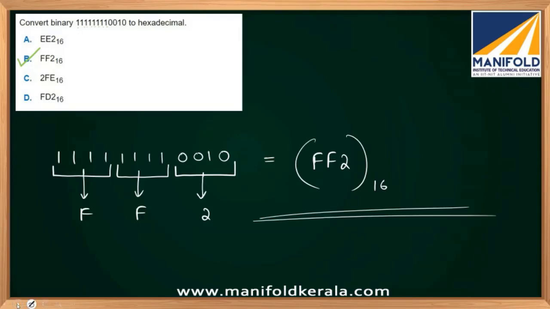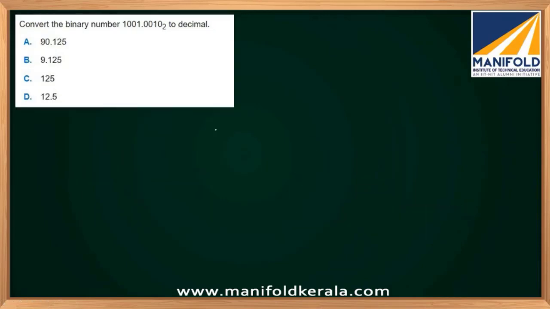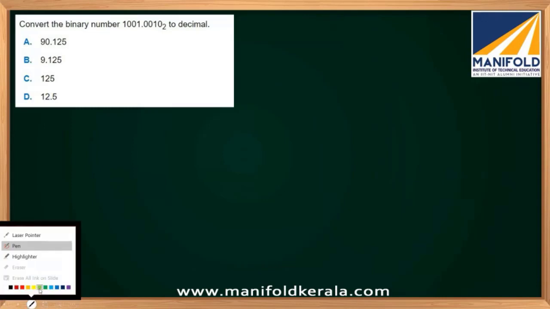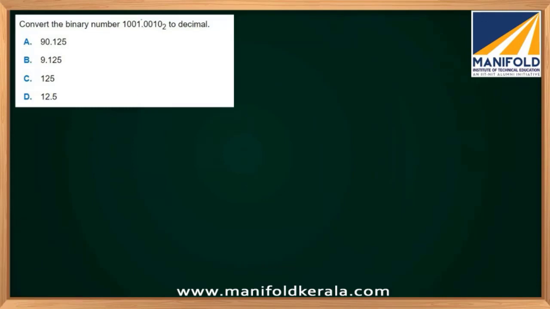So let's move to the next question. Convert the binary number 1001.0010 into decimal. Here also you don't have to multiply by the entire thing. What is 1001? 9. So you can directly write it as 9. You don't have to write 1 into 2 raised to the power. So the integer part is directly 9.